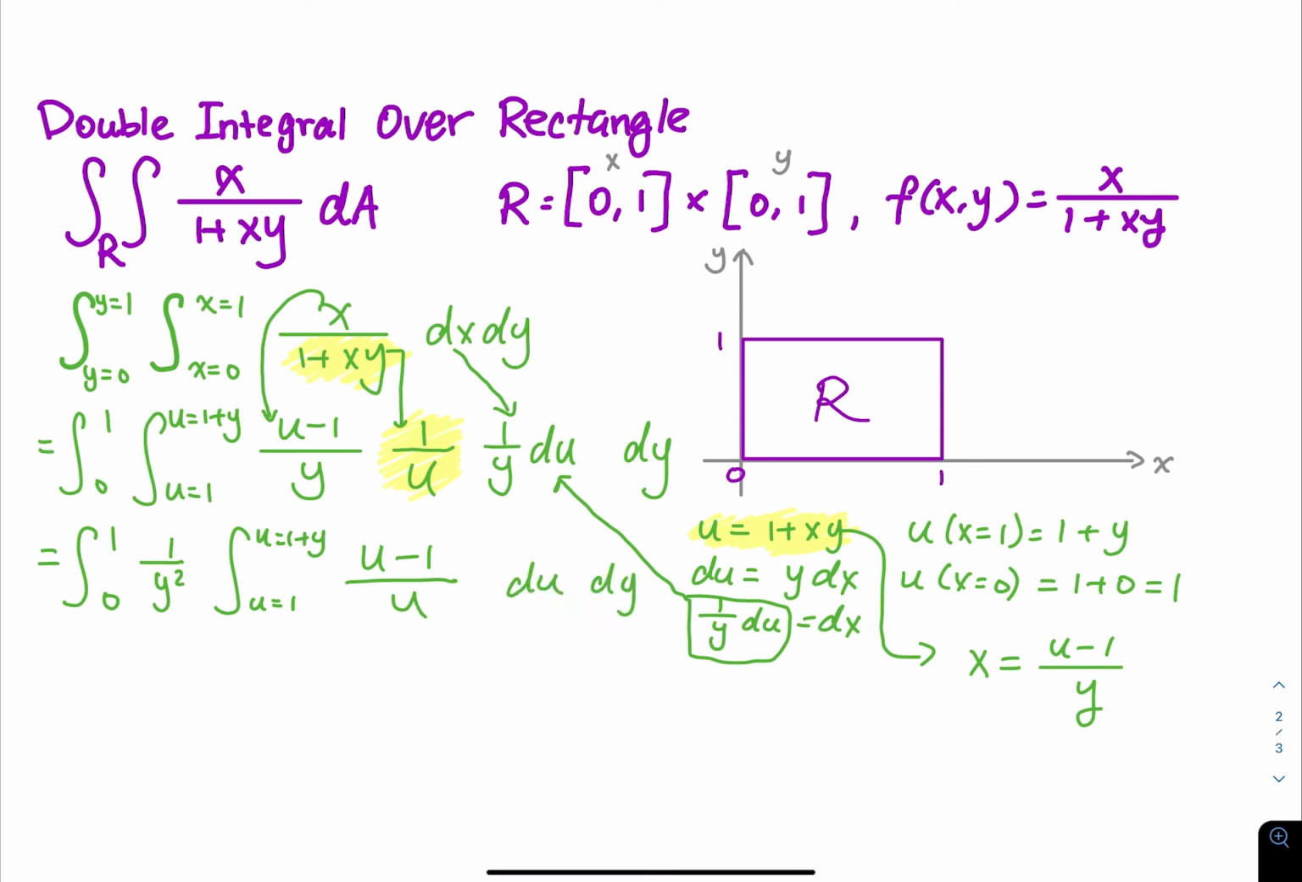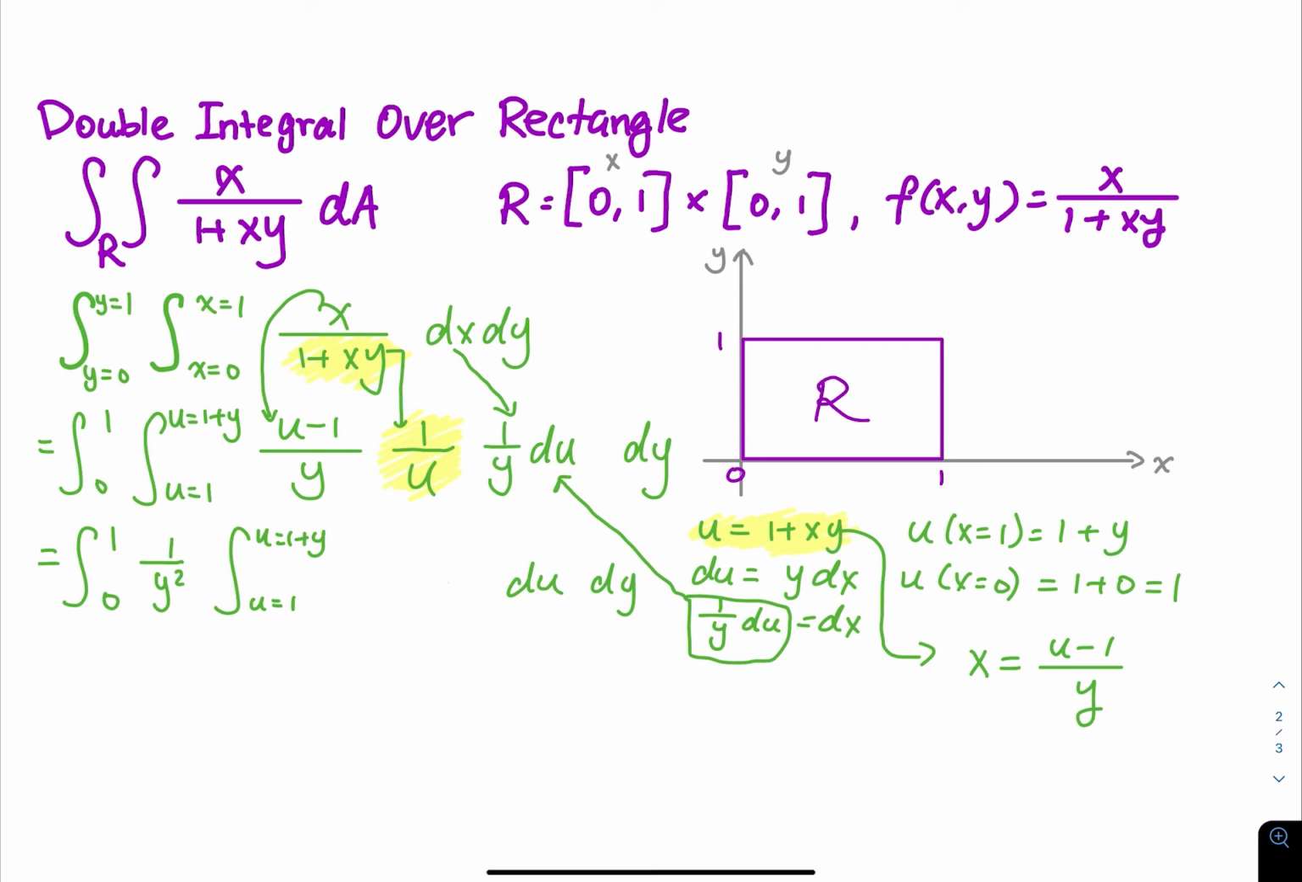I would like to rewrite u minus 1 over u as u over u minus 1 over u, so that will be 1 minus 1 over u. Okay, 1 minus 1 over u.